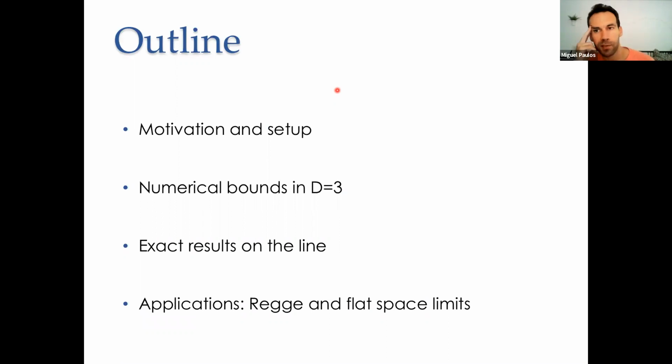I'll start off with some general motivation and the setup. This talk is about getting some bounds on values of CFT correlators. Then I'll show you some numerical results for d equals 3. Then we'll move on to deriving some exact results for line kinematics. And in the end, depending on time, I'll talk about some applications to study the Regge and flat space limits of correlators.